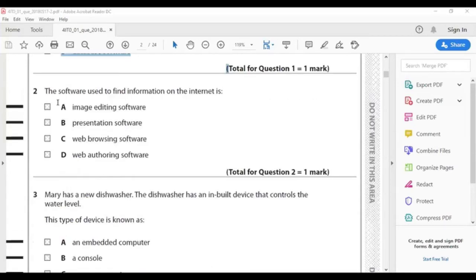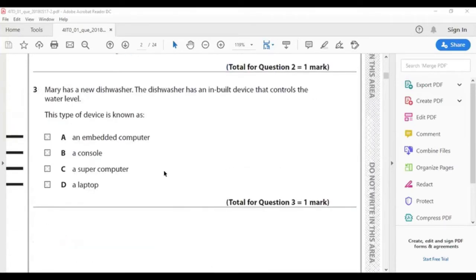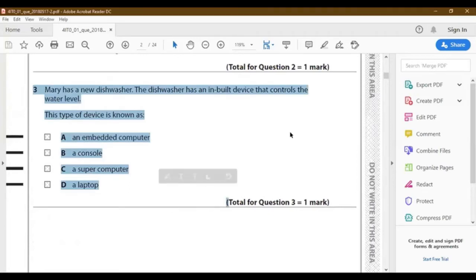Okay, question 3. Back to you, Omar. Mary has a new dishwasher. The dishwasher has an inbuilt device that controls the water level. This type of device is known as, sir, the answer is A, an embedded computer.